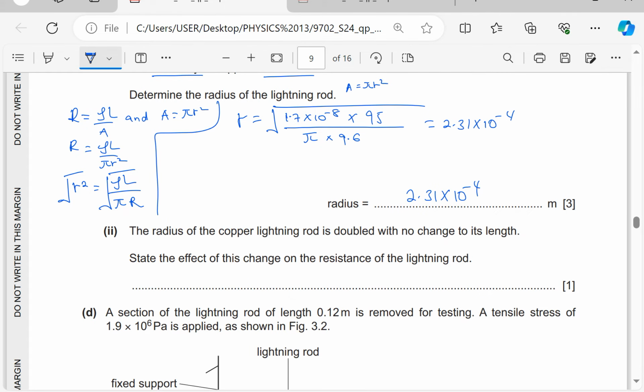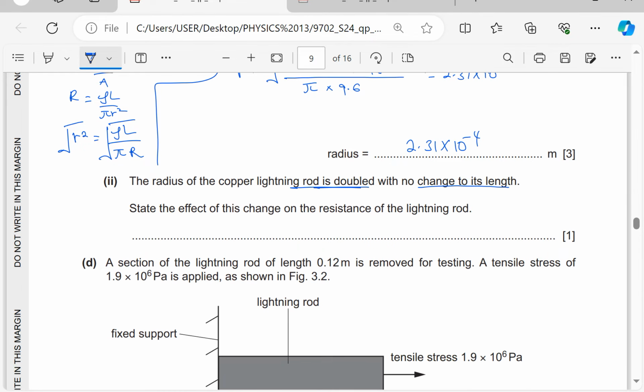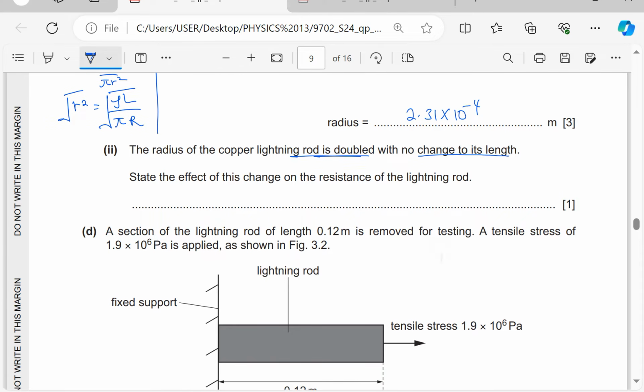The radius of the copper lightning rod is doubled. r is doubled with no change to the length. L is not changed. State the effect of this change on the resistance of the lightning rod.